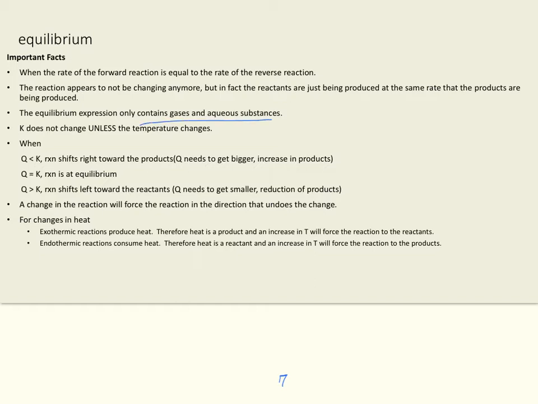And I also want to put in there that whenever you make a K, you have to raise them to the coefficients. So if our reaction is this, remember the coefficients are exponents. K does not change unless the temperature changes, so K is a constant. It's going to stay the same no matter what unless the temperature changes. This is the only thing that can change K.